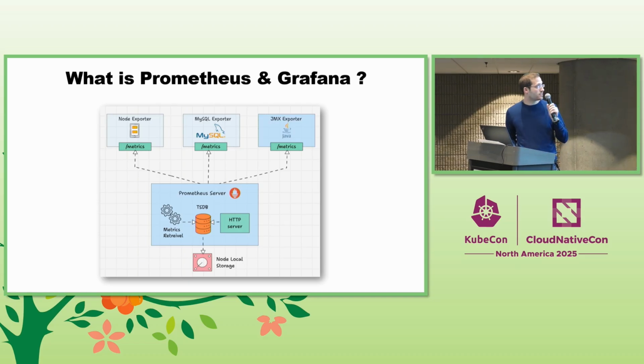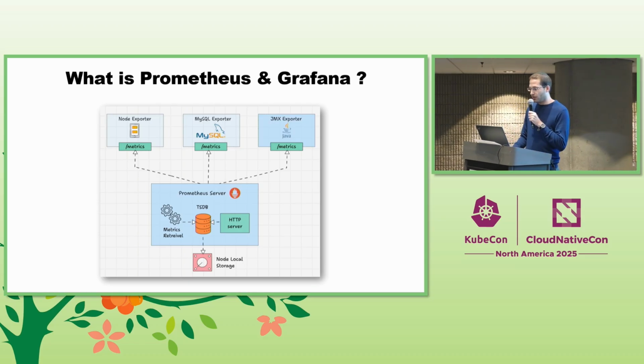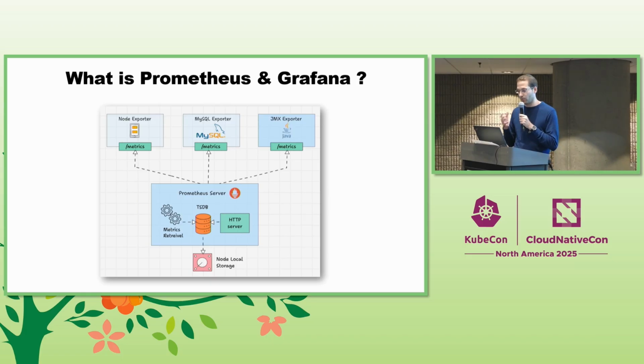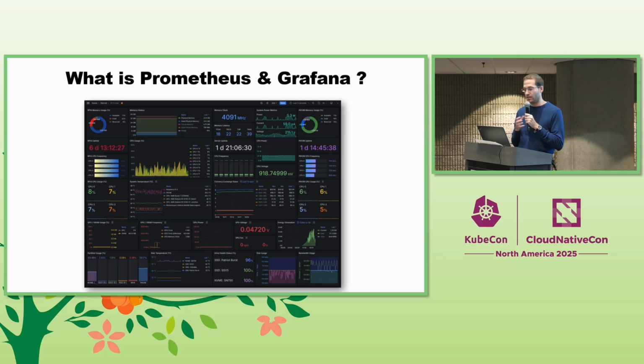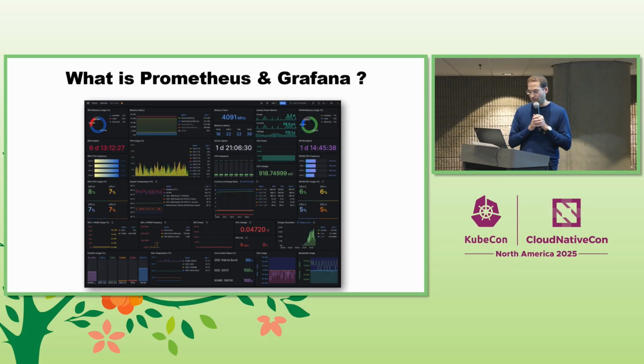OK, another example is Prometheus and Grafana. I guess that you're all familiar with both of them. Prometheus is an open source monitoring system that collects and stores metrics. It gathers data from different sources and stores it in a time series database. And Grafana turns this data into real-time interactive dashboards. So Prometheus does the collecting, and Grafana makes it human-friendly.